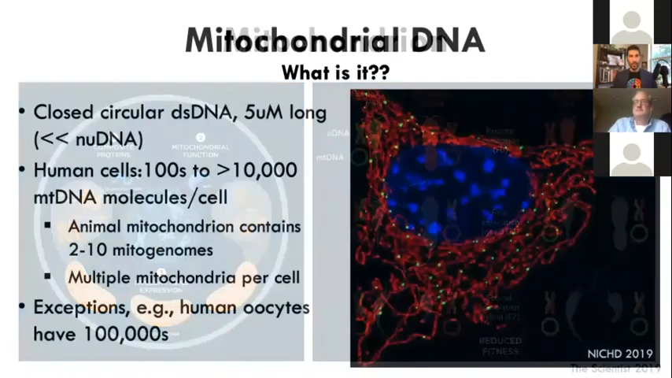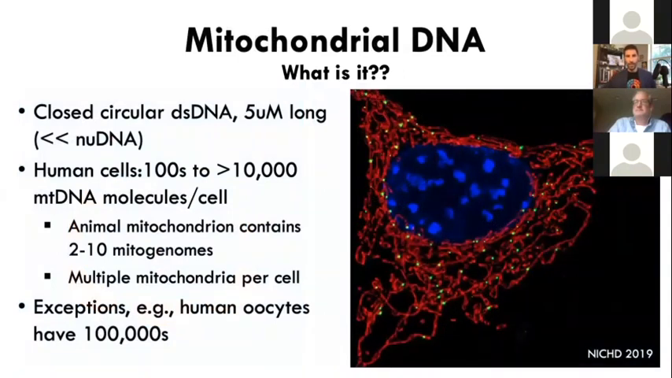Mitochondrial DNA is circular because of that bacterial origin. It's double-stranded DNA, about 5 microns long, and so of course much smaller than the chromosomes found in the nucleus. They're found in human cells by the hundreds or thousands. So there are usually hundreds to sometimes over 10,000 molecules per cell. Each mitochondrion usually contains multiple copies, 2 to 10 mitogenomes. And there are multiple mitochondria per cell, and of course trillions of cells in a human body. So we're talking about many, many copies of the mitogenome. There are some exceptions. For example, human oocytes, which are the precursors to egg cells, have hundreds of thousands.